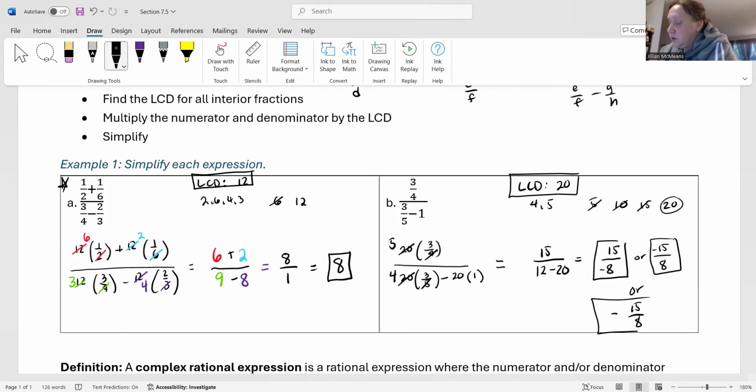And I like this last one the best. So just know that no matter where you put the negative, as long as you have one negative, the whole thing is negative. So this is the version I like to see the most. All right, so that is simplifying complex fractions. In the next video, we're going to look at simplifying complex rational expressions, and the process is exactly the same. We just throw in some algebra.